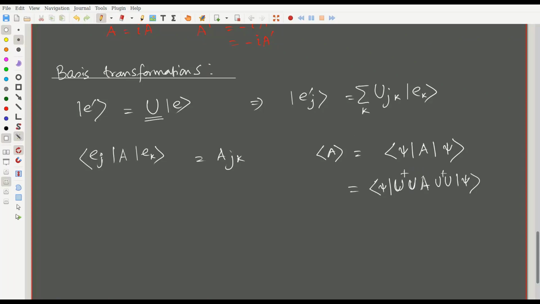Now you notice this thing. This U times psi is my new vector psi prime. And this U dagger psi, since it's acting on the dual, is the dual of psi prime. So this thing, in terms of my new basis vectors, relates to U dagger psi prime. So if you change your basis, you call these things A prime.